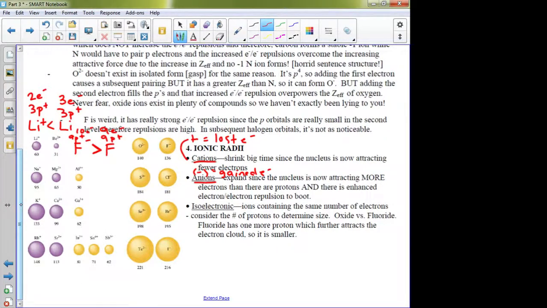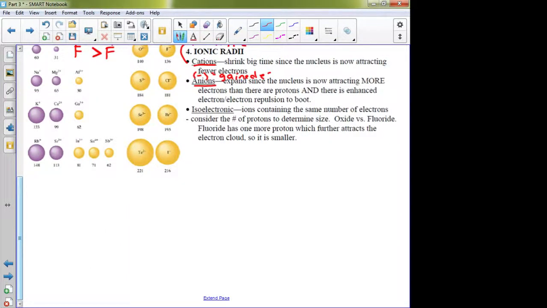All right. So what if they are isoelectronic, which just means ions containing the same number of electrons? Okay. And so what we're going to look at is oxide versus fluoride. Now remember, when we change the ending to "ide," that just means they've become what? It just means they've become ions. They have a charge. Okay?